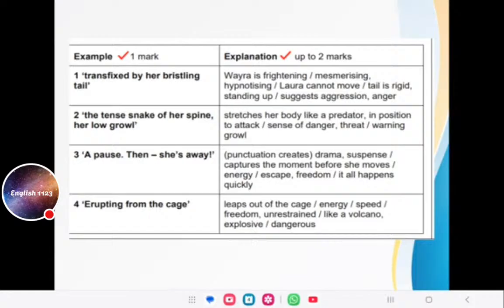You need to explain, like if you are writing erupting from the cage, so you will write it like this, that the writer is trying to give an impression that when this animal, this cat, this lion came out, a wild cat came out of the cage, it erupted. Do not use the word erupted there. It came out in a violent form, like lava comes out of a volcano. It came out with speed and then showed that it is free now, there's no restrictions, and that showed that she could be quite dangerous at that time.